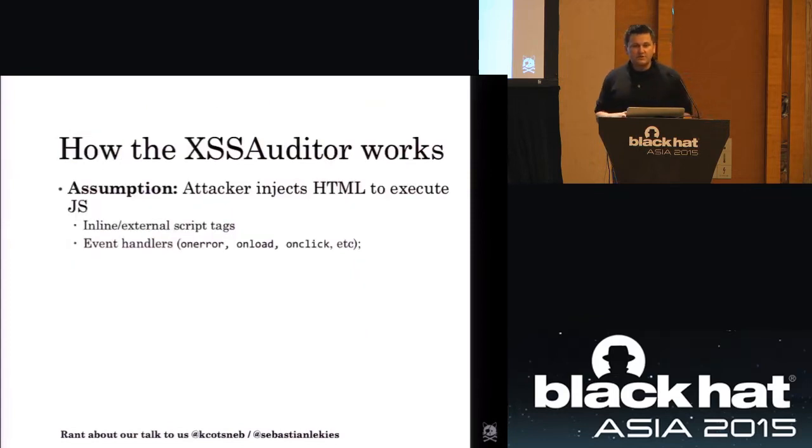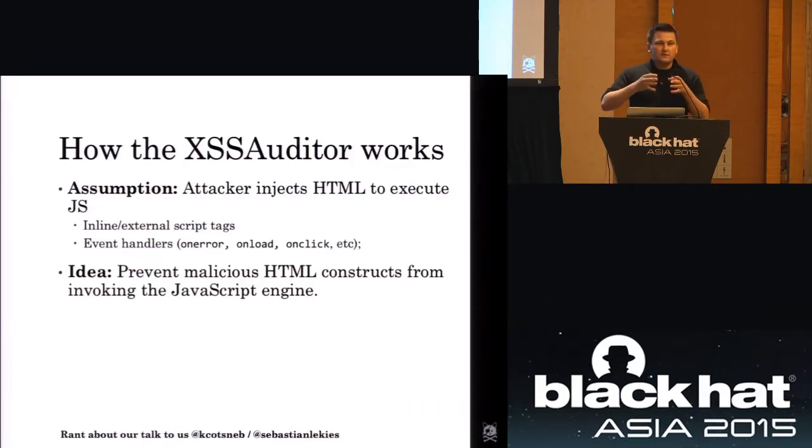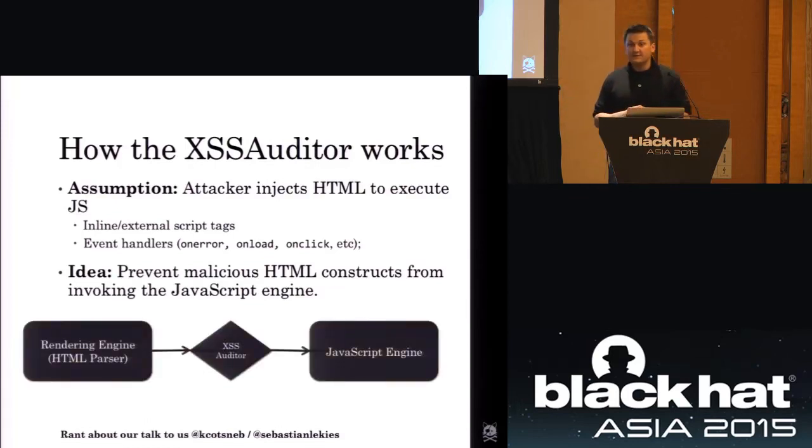The basic assumption of the auditor is that an attacker is always going to use HTML to trigger JavaScript execution. So the attacker injects a script tag that invokes a JavaScript engine, or the attacker injects an event handler, something like onload or onerror, that again triggers some malicious JavaScript to be executed. The idea of the auditor is to prevent these malicious HTML constructs from triggering the JavaScript engine. And that explains the placement of the XSS auditor.